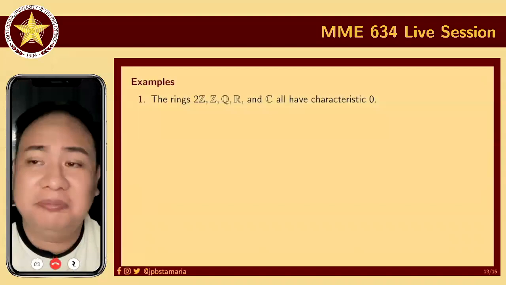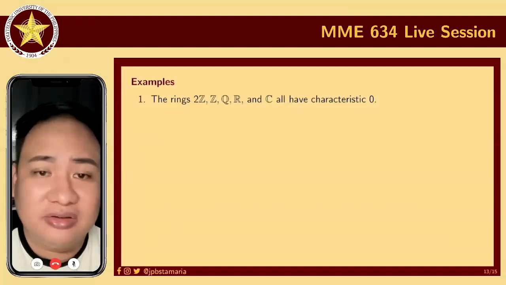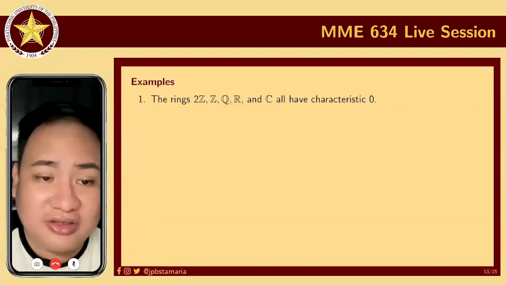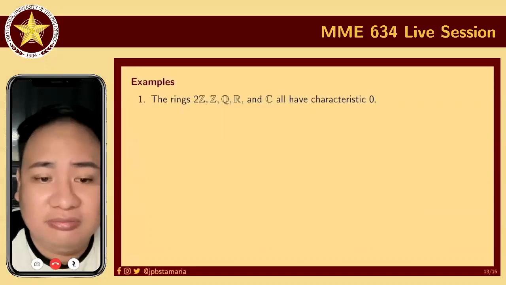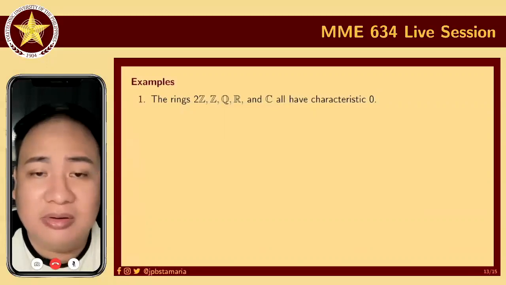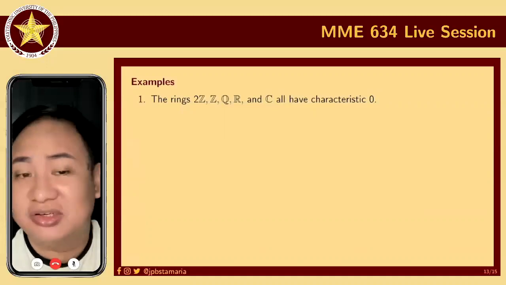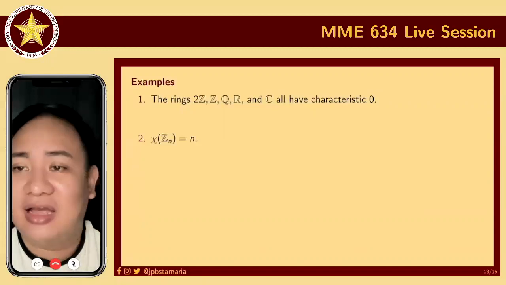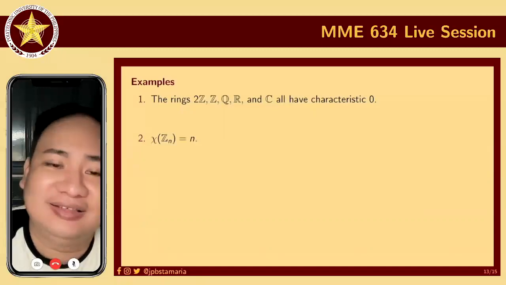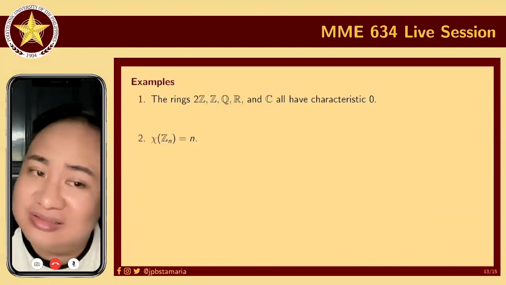Yung mga number rings, yung mga ring of numbers, all of them have characteristic 0 kasi yung mga elements nila, especially yung mga hindi 0, hindi pwedeng mag-add up to 0. Halimbawa, 2 plus 2 plus 2 plus 2 plus 2, never yan mag-0 in these rings. Right? Ang Z sub n, gaya nga ng sabi nyo kanina, ang characteristic niya ay n, kasi yung 1 yan, you only need n ones to get 0.